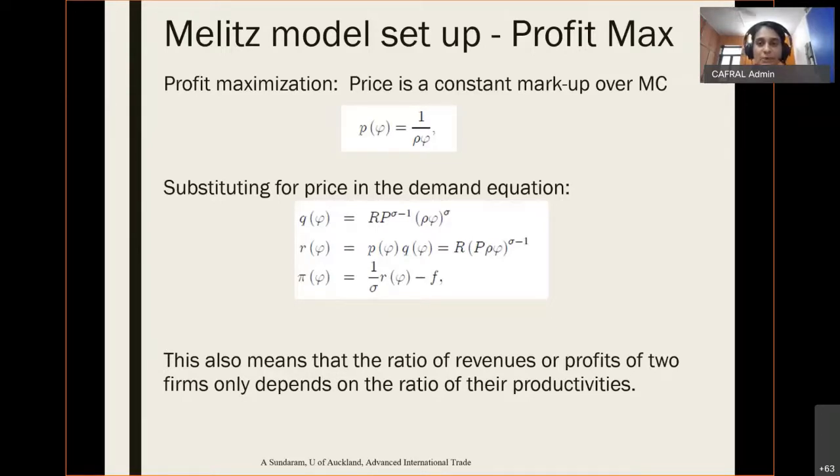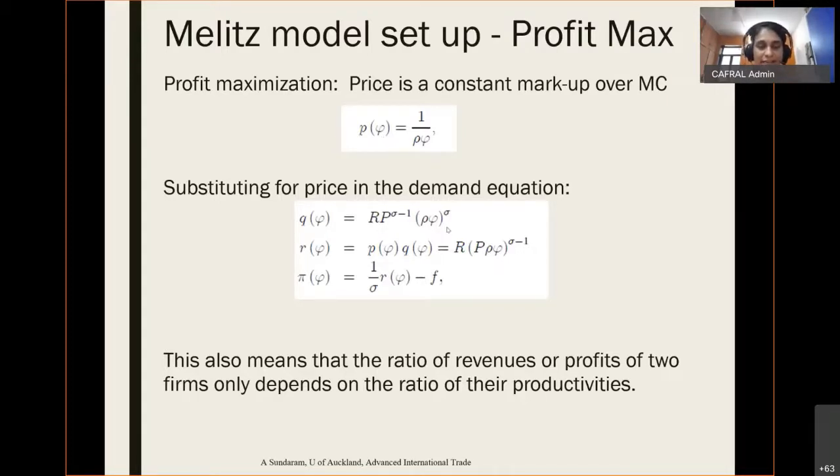So the price is going to be a markup, and that markup is of course a function of rho that comes from the CES function. Once we have solved for the price, and the price looks pretty simple here, it's just a constant markup over cost, we substitute for price in the demand equation. If you remember, we derived the CES demand function, right? So we just substitute for P in that function, and that is going to give us this expression for Q.